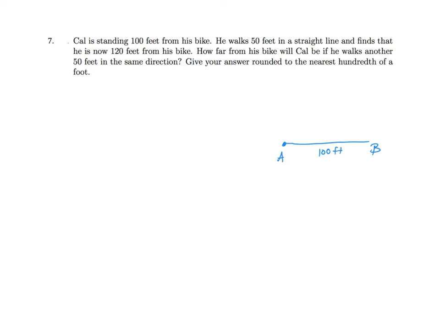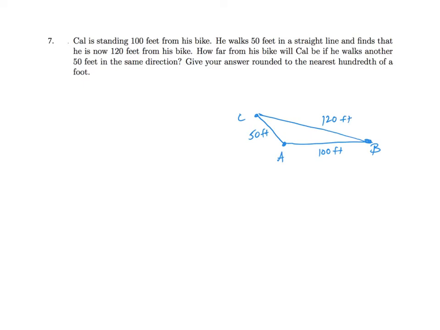So we don't know exactly which way he walks. So it doesn't matter, right? These diagrams are not necessarily to scale. So he's going to walk 50 feet, I'm going to say in this direction. So I know this length is 50 feet. And at that point, we're told he's 120 feet from his bicycle. I'm going to label that point C. So if he's 120 feet from his bicycle at that point, that means segment CB is 120 feet long. So I'm going to go ahead and draw in segment CB. And I'm going to label that as 120 feet.